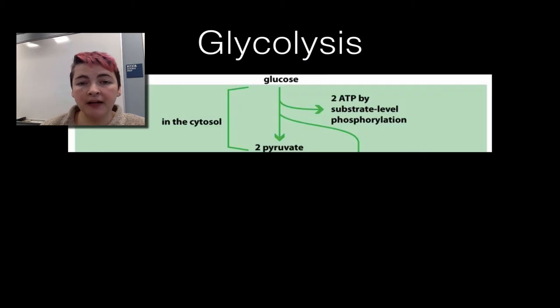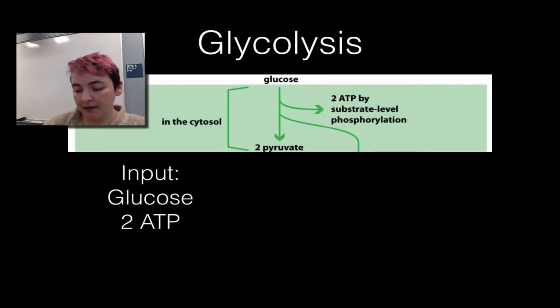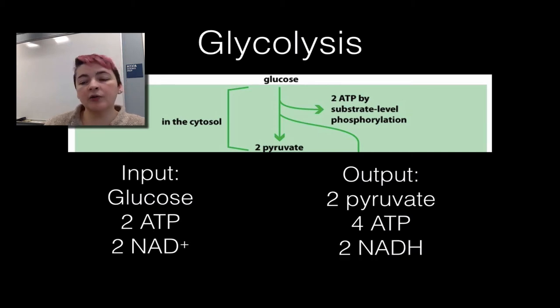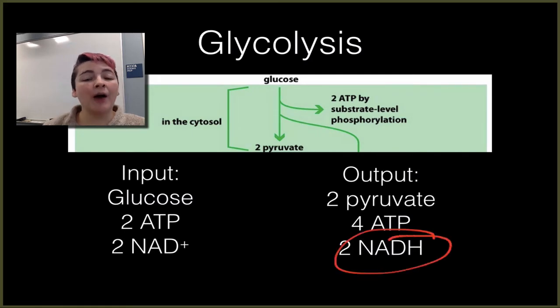Our first step, glycolysis, is the same. We take glucose, break it down in half to pyruvate. We get our 2 ATP, our 2 NAD. So we get our 2 pyruvate, 4 ATP, net gain of 2 NADH. This NADH is going to go to the electron transport chain in order to help power the formation of more ATP.